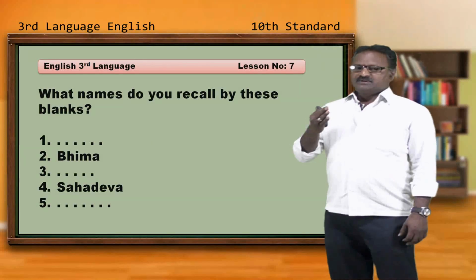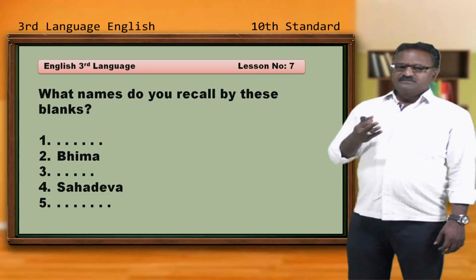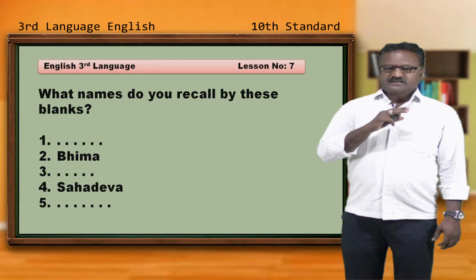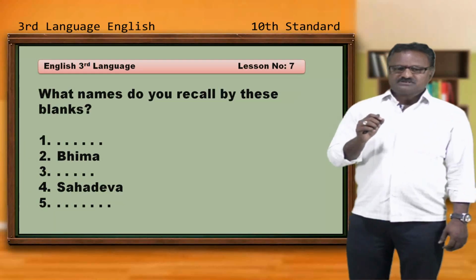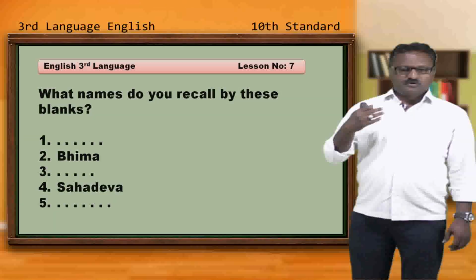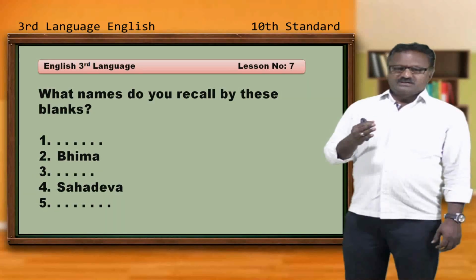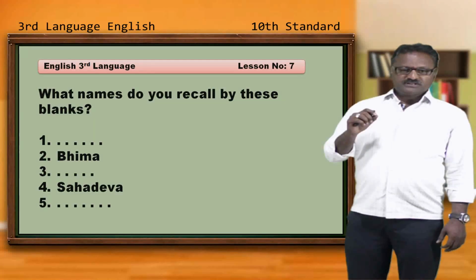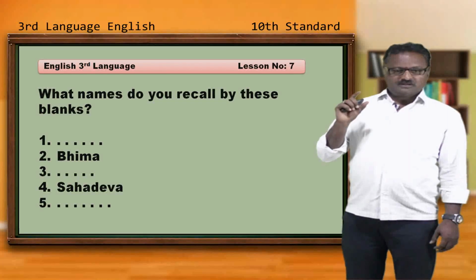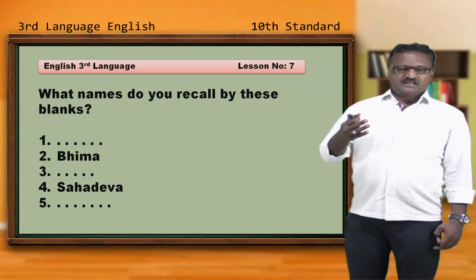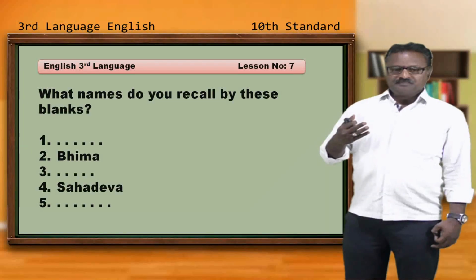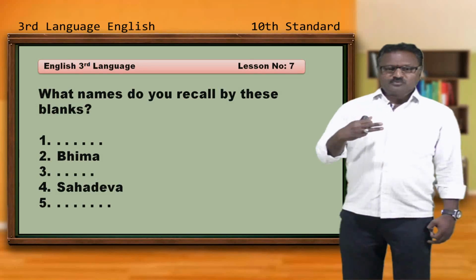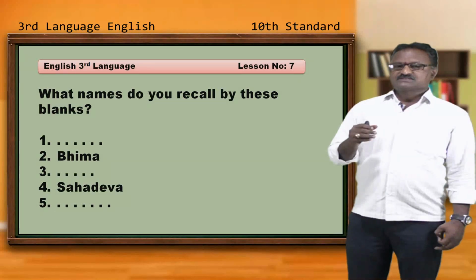See, I have given here a total of 5 words, and of them 3 are blanks and 2 are filled. The second one and the fourth one are given for your information. The second one is Bhima and the fourth one is Sahadeva. Based on these two characters from the Mahabharata, can you refill the other 3 blanks given here?